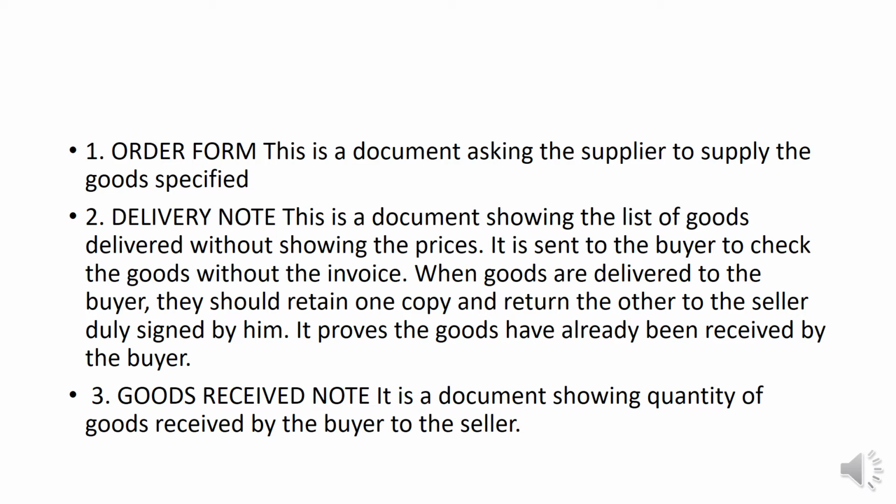Then the second is delivery note. This is a document showing the list of goods delivered without showing the prices. It is sent to the buyer to check the goods without the invoice. When goods are delivered to the buyer, they should retain one copy and return the other to the seller, duly signed by him. It proves that goods have already been received by the buyer.